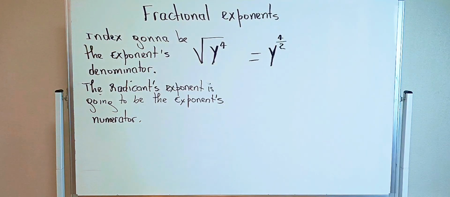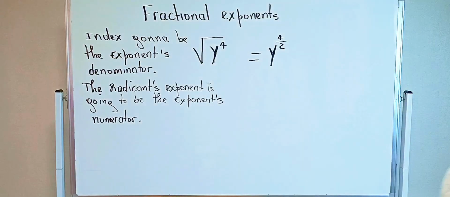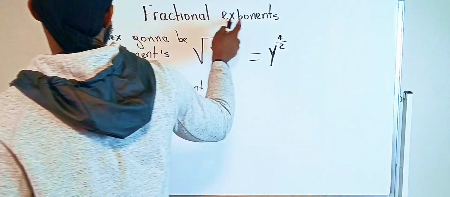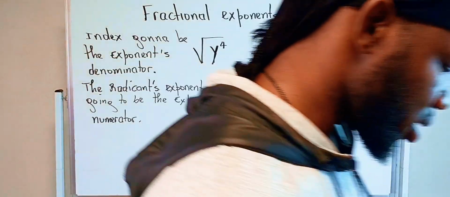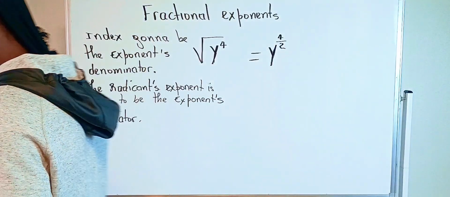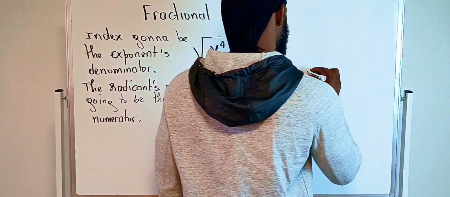Easy stuff, guys. So in general, I can say any radical can be expressed as a fractional exponent. Any. You just gotta use the index as the denominator and the radicand exponent as the numerator. Those are the only things you gotta do. Nothing difficult at all, guys. So let's go for this one.